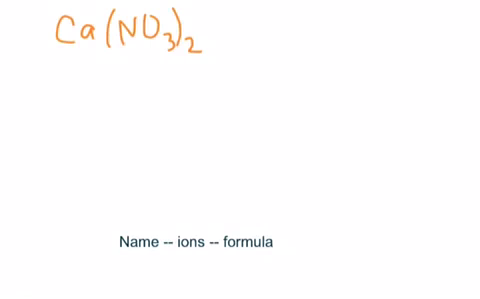So if we have a formula and we want to get a name for it, we're going to use our same ionic compound naming rules. We're going to use the same relationships we just did before, but instead of going from a name to a formula, we're going to go from a formula to a name.